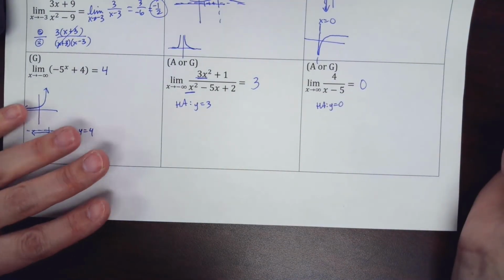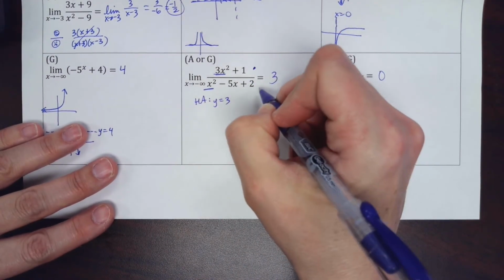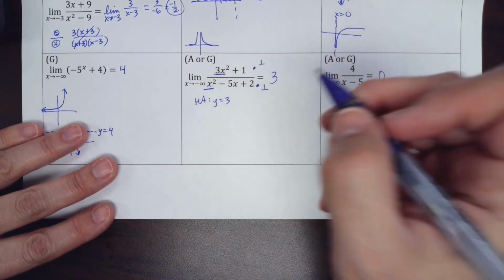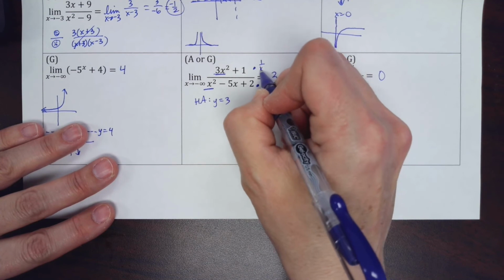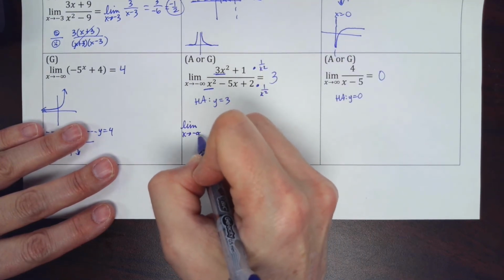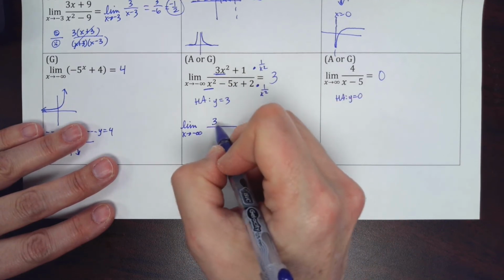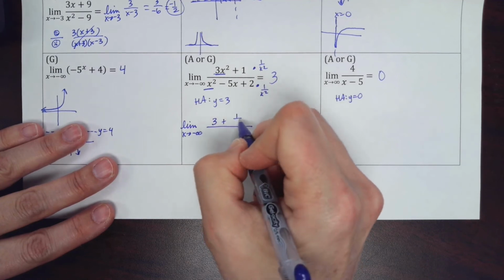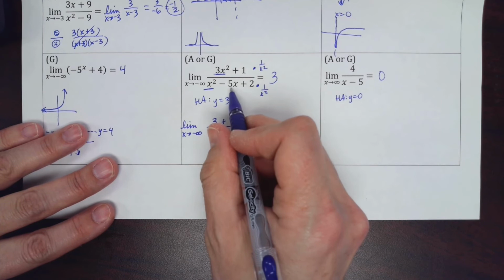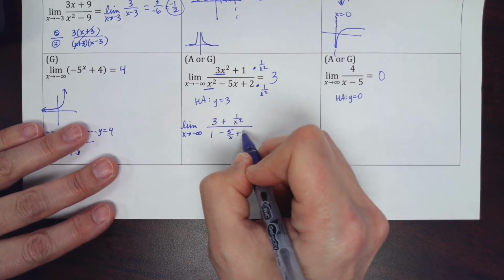But now let me show you the algebra way. The algebra way is this. You multiply the top and the bottom by 1 over the highest power in the denominator, so that'd be x squared. All right, so now we have our limit as x goes to negative infinity of this expression. 3x squared times 1 over x squared is 3. 1 times 1 over x squared is 1 over x squared. x squared times 1 over x squared is 1. This turns into 5 over x. And this turns into 2 over x squared.